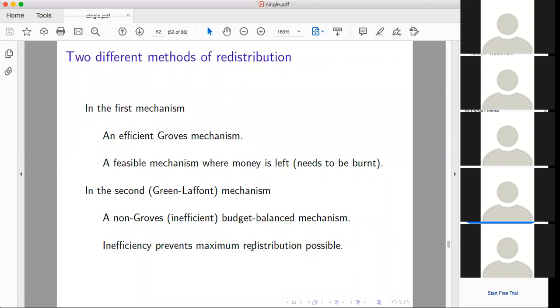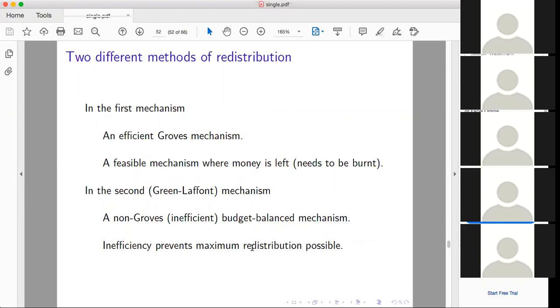Inefficiency basically prevented maximum redistribution in this case. Sir, suppose in the first case the leftover money is distributed equally. Yeah. The constraint which we will violate is DSIC precisely. Incentive compatibility. Some agents will have incentive to say that I'm not the highest agent, but I'm the second highest or something, because then he will get back more money than what he's paying. I mean, basically, what utility he is getting. Okay. You should check all these things.